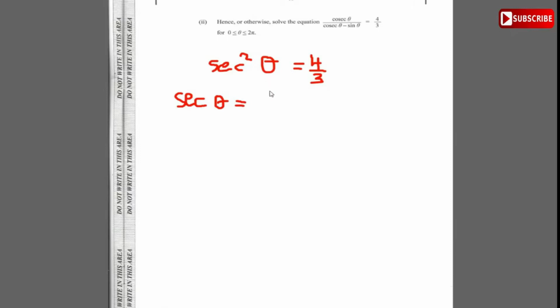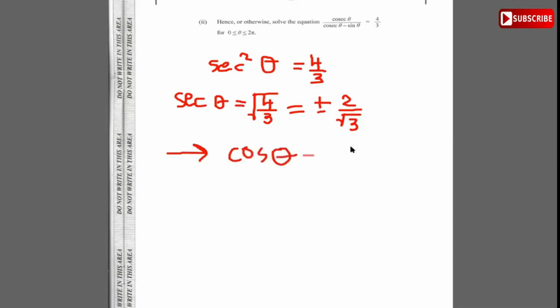So we get sec theta is the square root of 4 over 3. And remember, when you square root it, you get plus or minus. So it's going to be plus or minus 2 over root 3. And then sec theta, as we know, is 1 over cos. And so that implies that cos theta is equal to plus or minus root 3 over 2.